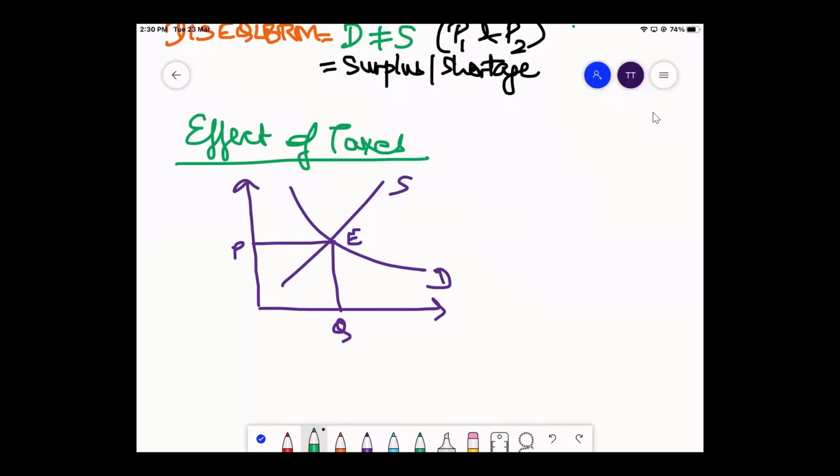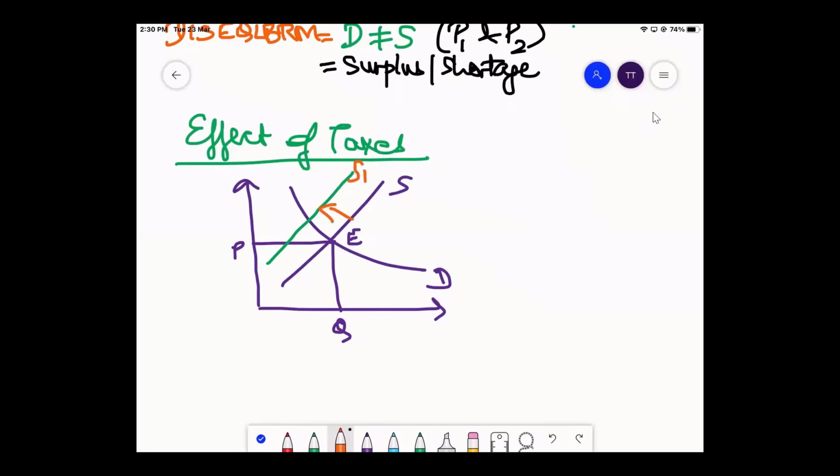Because he has to pay more. Yeah, it will increase his cost of production. It will be an extra burden on him. So it will reduce the supply. We know that the reduction in supply we show by a leftward shift. So this will be the new supply curve.